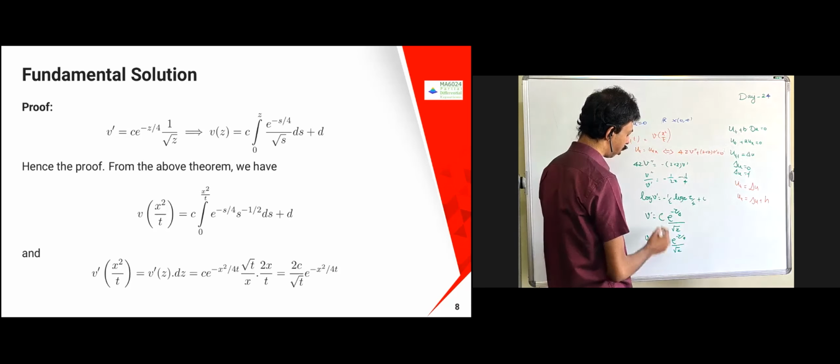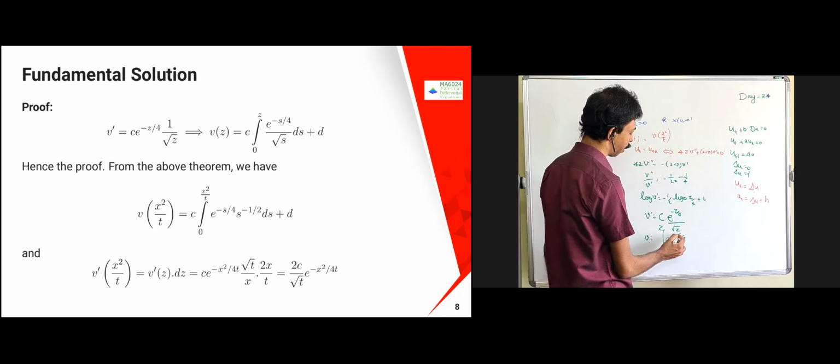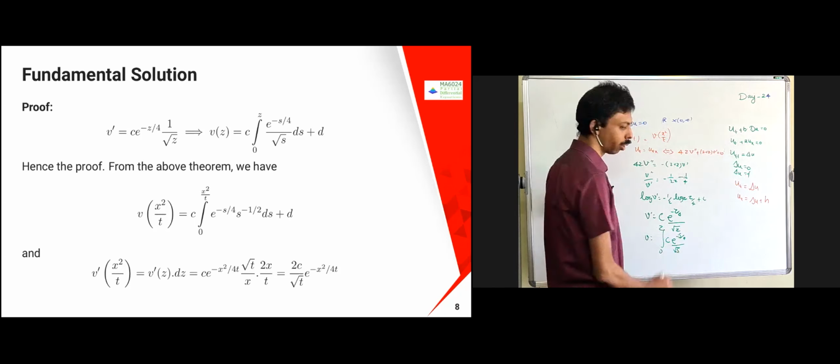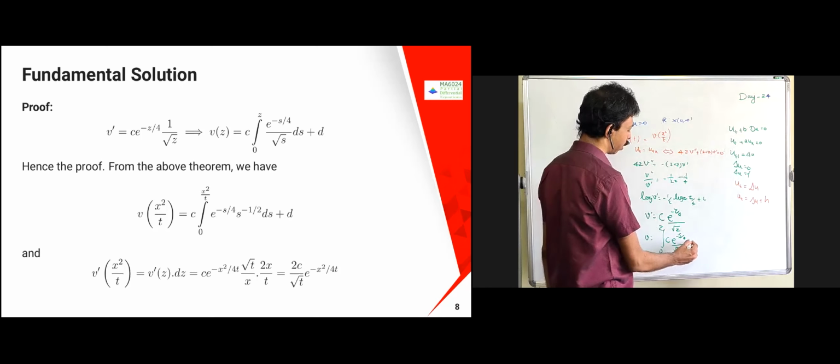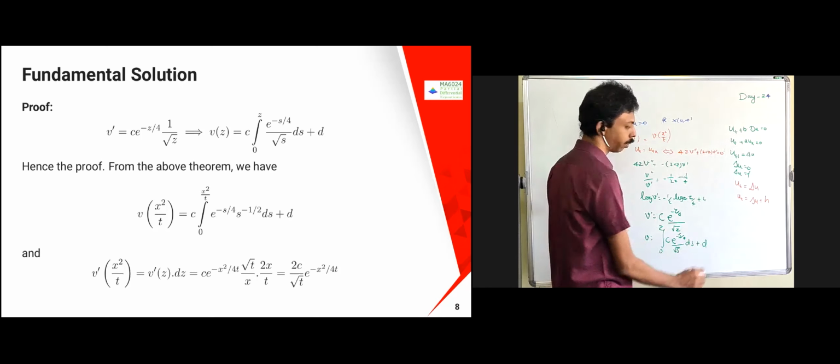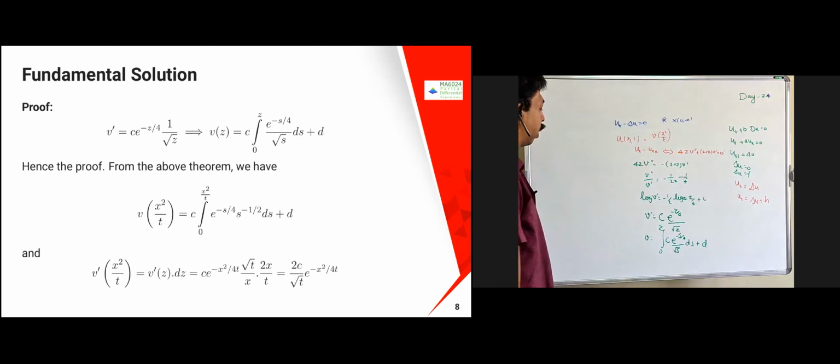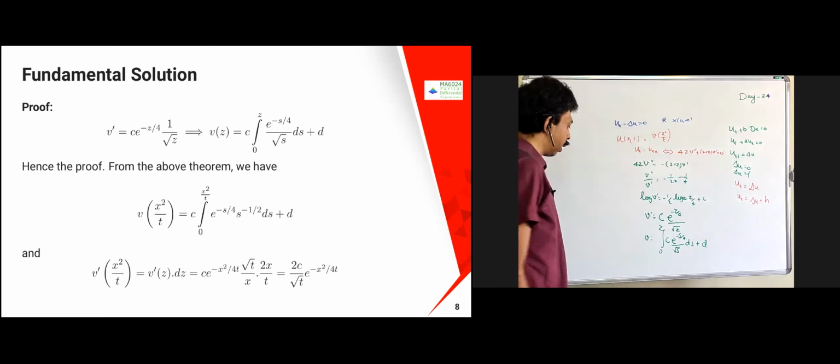I'm just going to integrate from 0 to z. Therefore I just change this variable as s instead of z, so I'm putting s into ds, plus some other constant, let's say t. So that's what we are going to get.